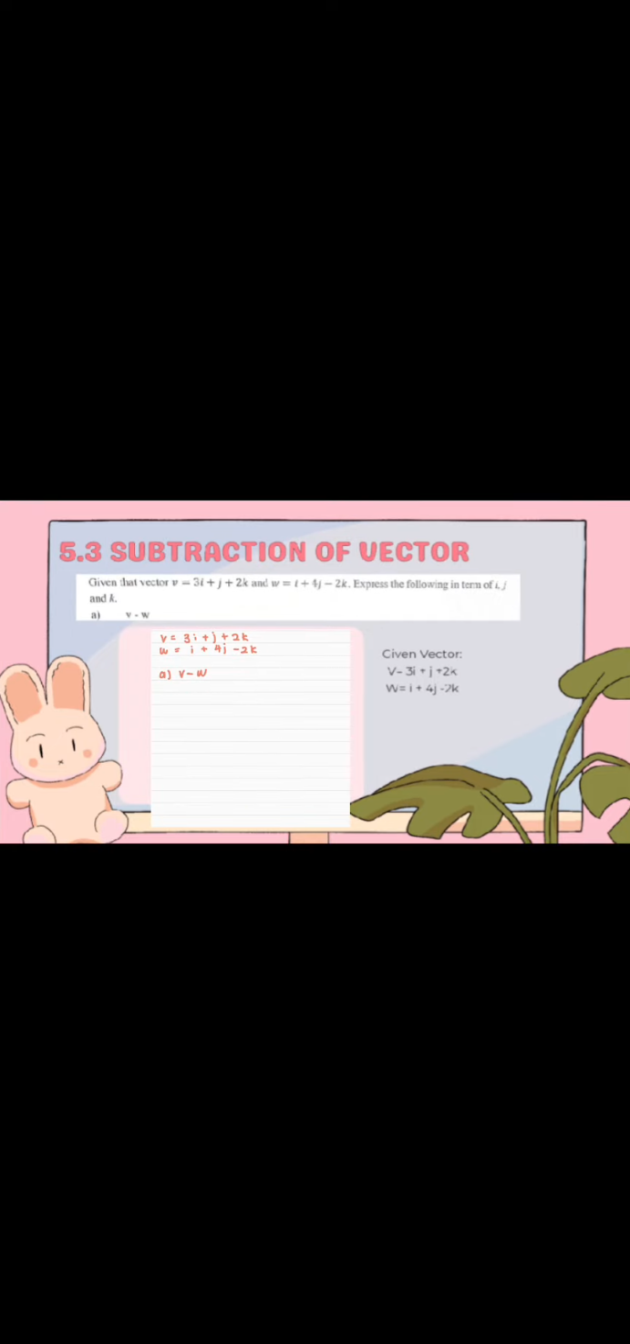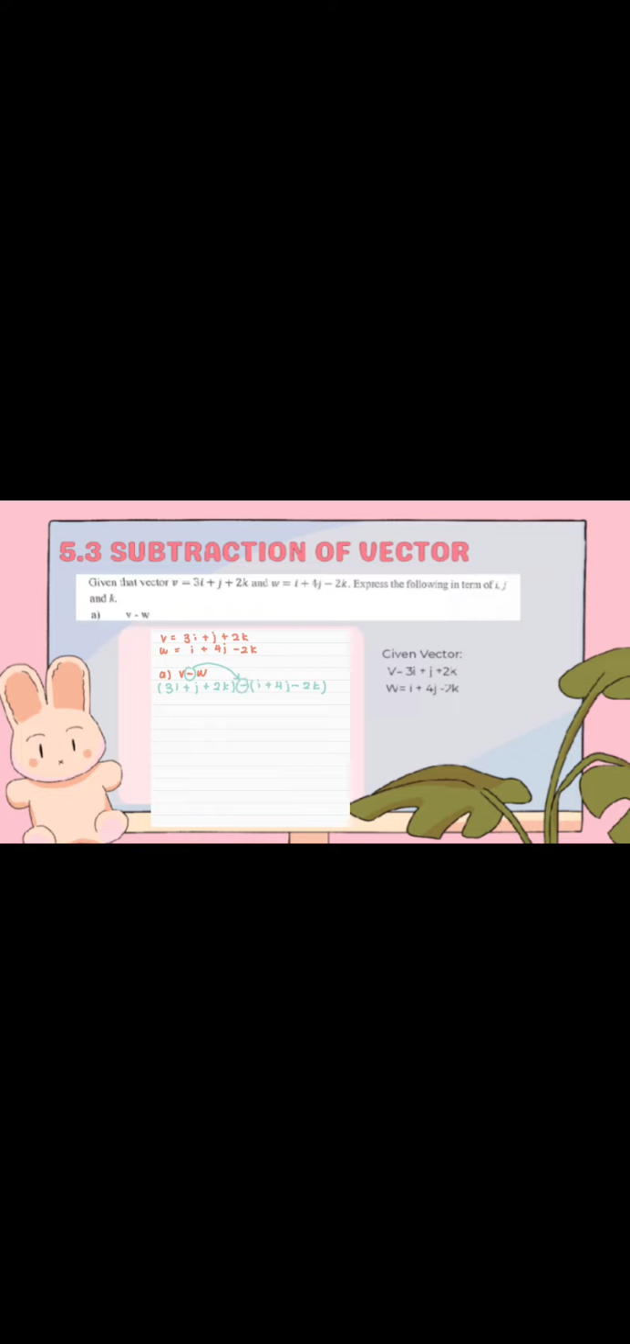As you can see, for subtraction, we have v minus w. First of all, write down the given vector for v. Write down the subtraction from the question above. Write vector w after opening a bracket. As you can see, when a letter is alone, it actually represents the number 1.